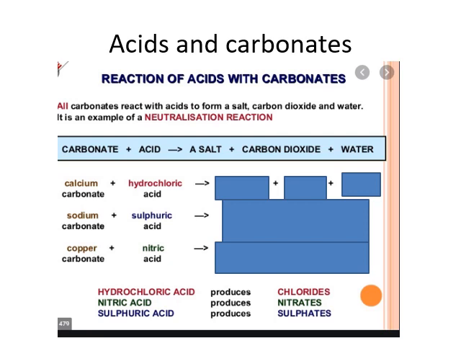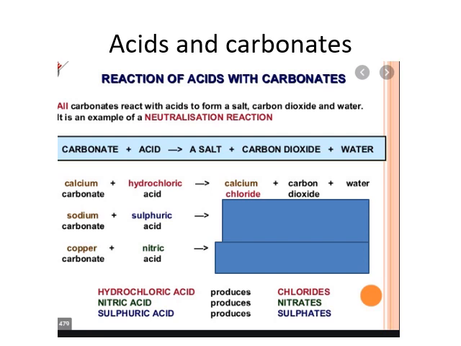So when the carbonates react with acids, they also form a salt. However, they also form carbon dioxide and water because of the carbon that's in the carbonate. So when calcium carbonate reacts with hydrochloric acid, we get our salt, which is calcium, so the metal from the carbonate, chloride because it's hydrochloric acid, and so we get calcium chloride salt, carbon dioxide and water.